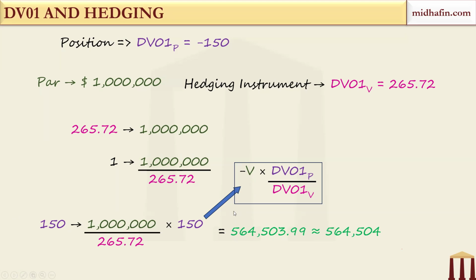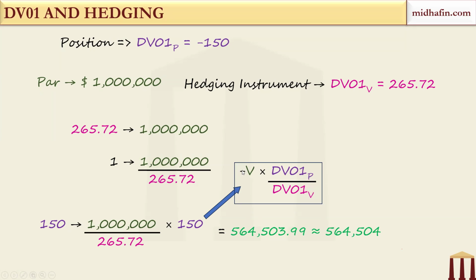If it was negative, then it would mean that I need to go short in this much face value of hedging instrument. Okay, minus V equals DV01 of P divided by DV01 of V. DV01 of P means my position, DV01 of V means the hedging instrument's DV01, and minus V is the hedging instrument value.